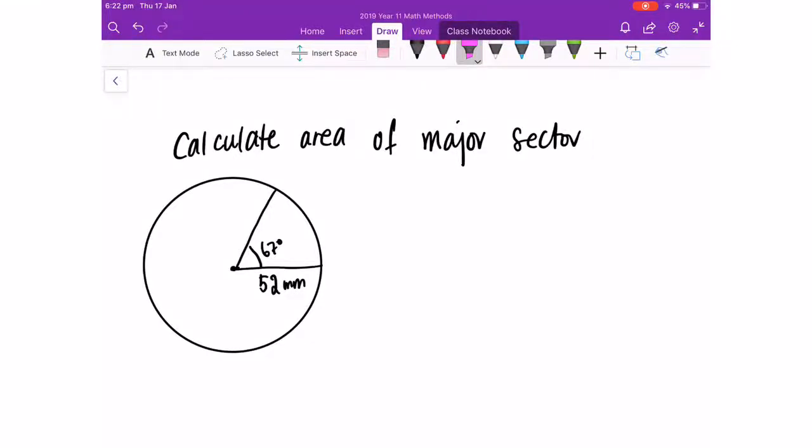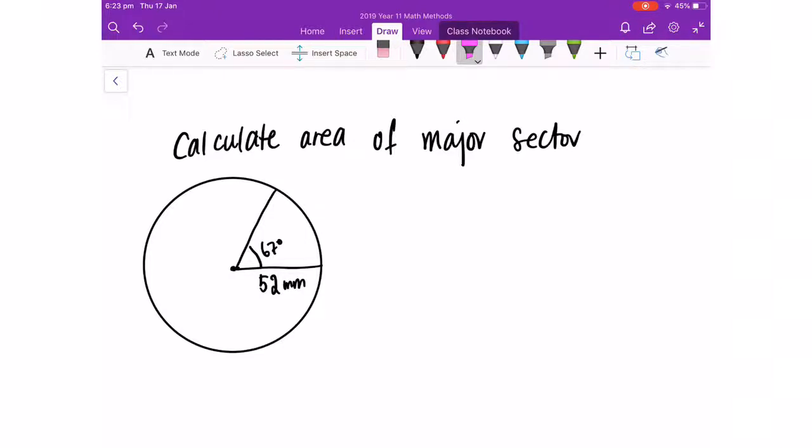Alright, so in this video I'm going to be talking about the area of a major sector. This is our second video in a series about arcs, sectors and segments. I'm just going to do a basic video. This is going to be a very short video, just trying to cover the basics. So this is trying to find the area of a major sector of a circle.